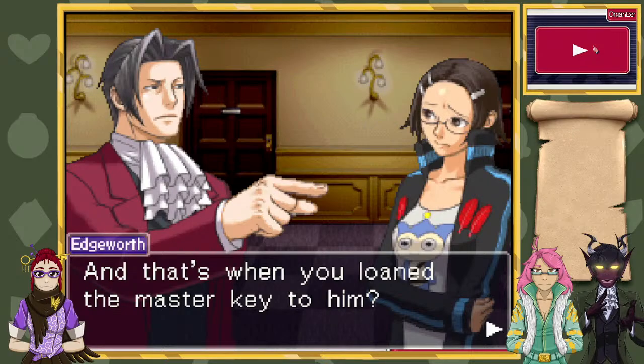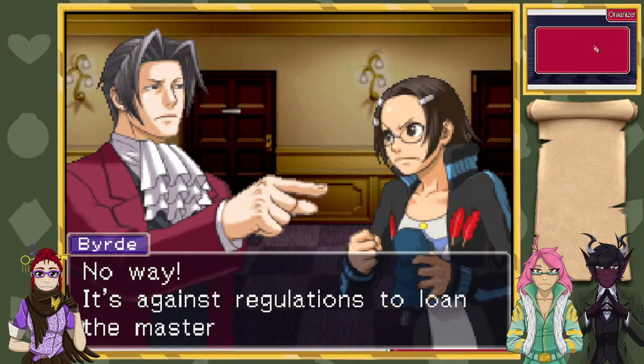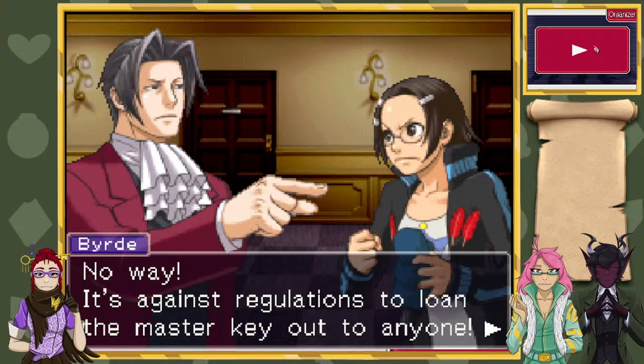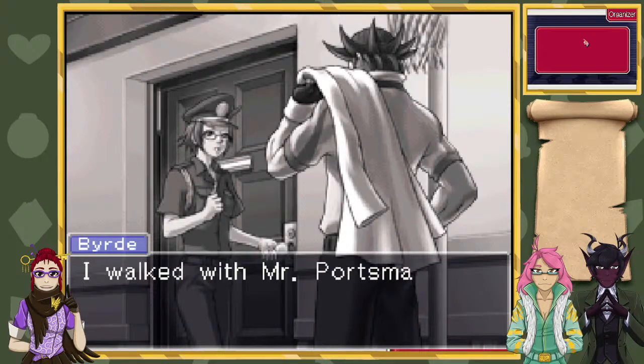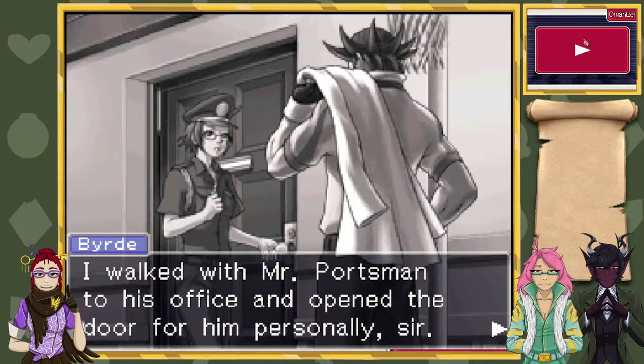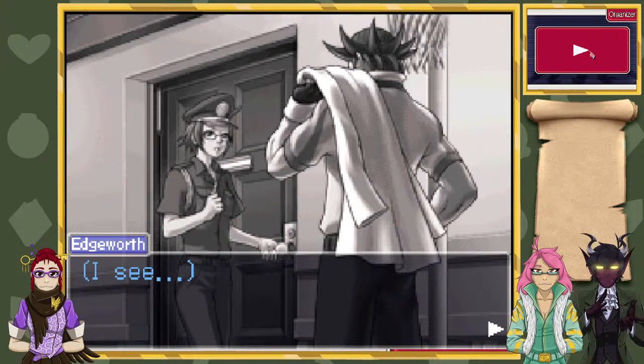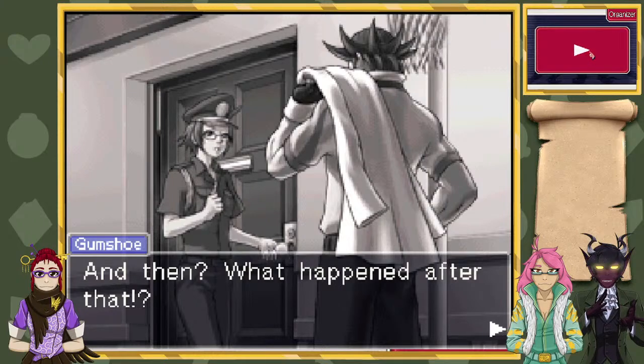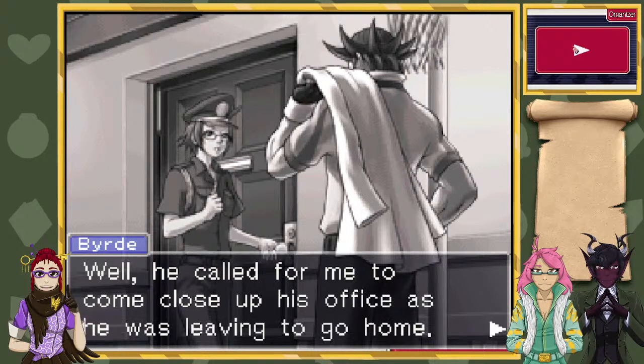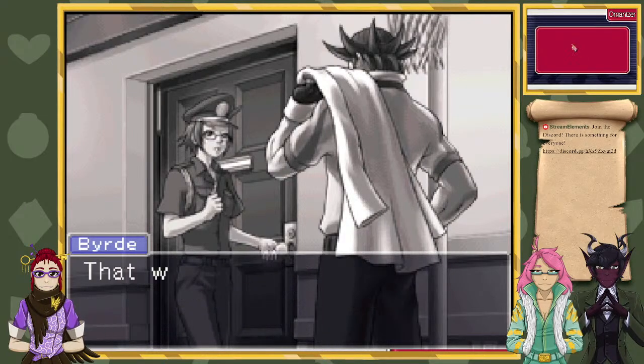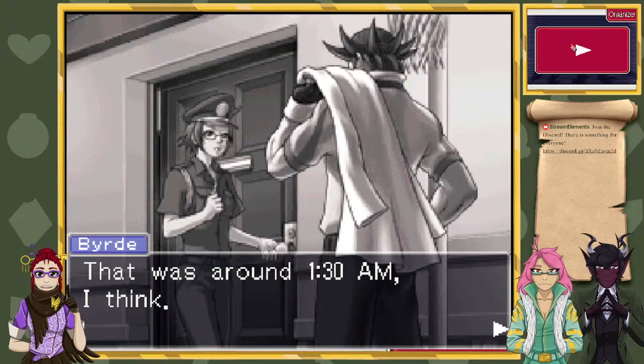And that's when you loaned the master key to him? Oh. No way! It's against regulations to loan the master key out to anyone! No, he did the jacket flash to grab the key. I walked with Mr. Portsman to his office and opened the door for him personally, sir. Huh. I see. And then? What happened after that? Well, he called me to come close up his office as he was leaving to go home. That was around 1:30 a.m., I think.